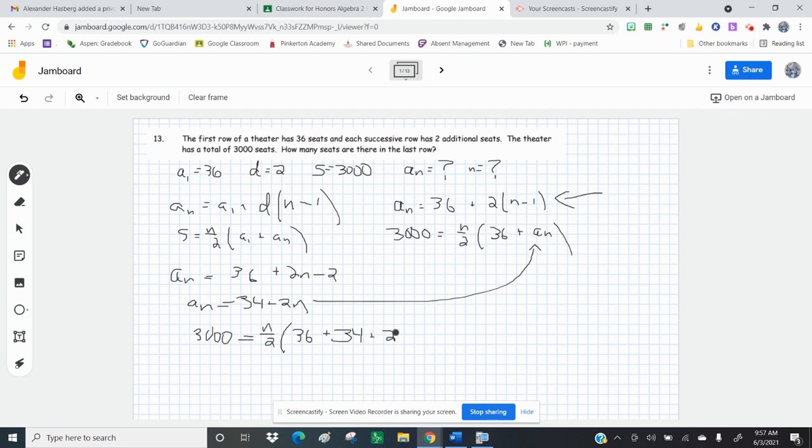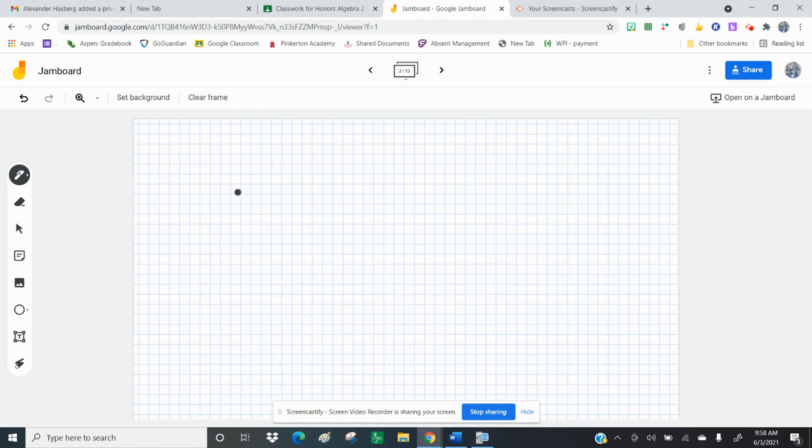Now, the nice thing about doing this, if you take a look at this equation now you have 1 equation and 1 variable. So now you know you can solve this. So I've got 3,000 equals n over 2 times 70 plus 2n. And let's continue to solve this. I'm going to multiply through by 2 to get rid of that fraction. So I'm going to have 6,000 equals n times 70 plus 2n.